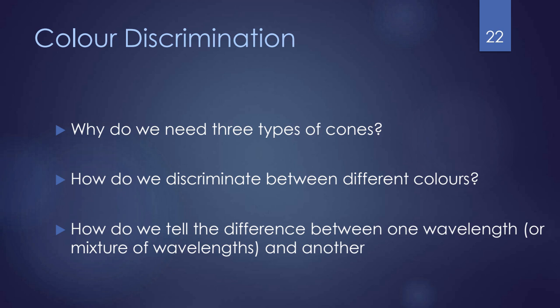So in order to get away from this ambiguity, we need to have three different types of cones so that we can discriminate between different colors. So we've got one type of rod. We need three types of cones so that we can distinguish between all wavelengths, because if our cones respond to a range of wavelengths, but just some more than others, how can we tell one color from another? How do we discriminate between one wavelength and another? So we have three types of cones because that's the only way to discriminate between the different colors that we perceive.